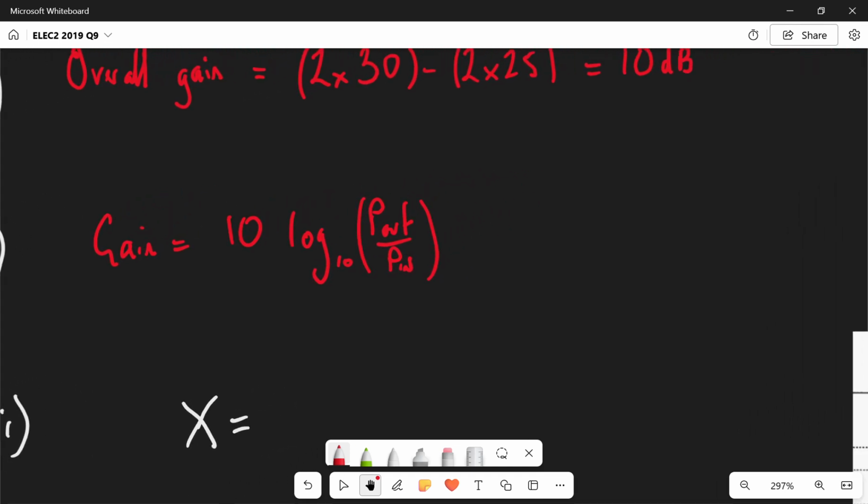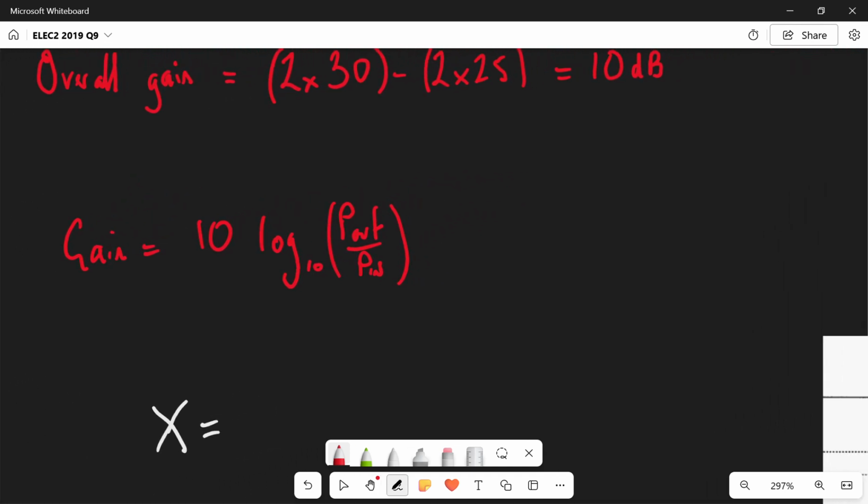Now we can't use the equation in this format, and you've either got to have the ability to rearrange it, or you're just going to have to remember the rearranged form, because the rearranged form that we need as far as this is concerned is power out equals power in times 10 to the power of the gain divided by 10.